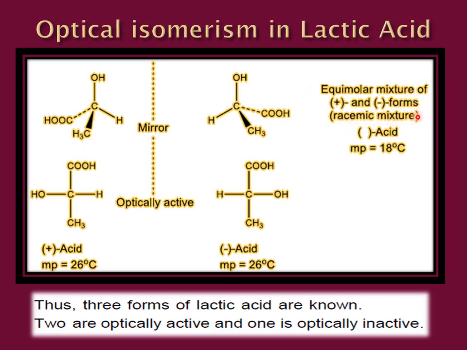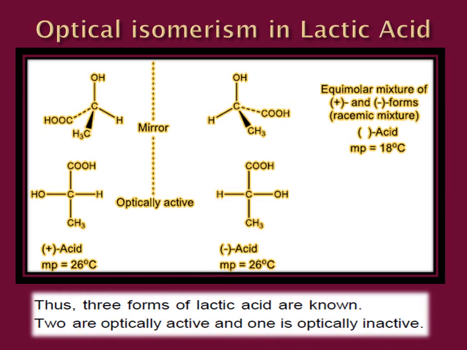Now you can see the difference in the melting point of the dextroisomer, which is 26 degrees Celsius, and that of levoisomer is 26 degrees Celsius. Now the difference is only in the spatial arrangement, means three-dimensional arrangement. The melting point of the equimolar mixture is 18 degrees Celsius. Thus, three forms of lactic acid are known. Two of them are optically active and one is optically inactive, means which cannot rotate the plane of the polarized light in any direction.